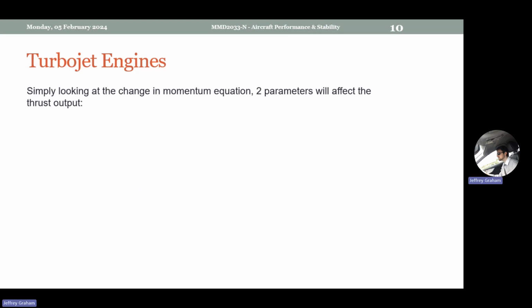Turbojets have a very similar concept which affect the output of the engine. We've got air density and air velocity. The velocity speaks for itself.